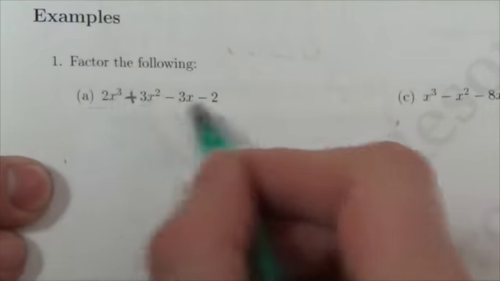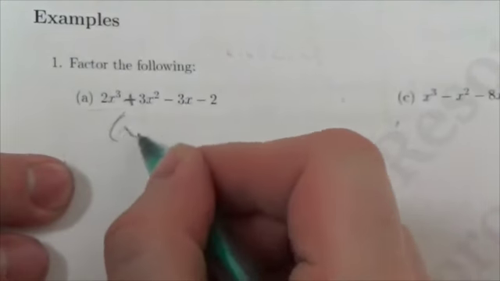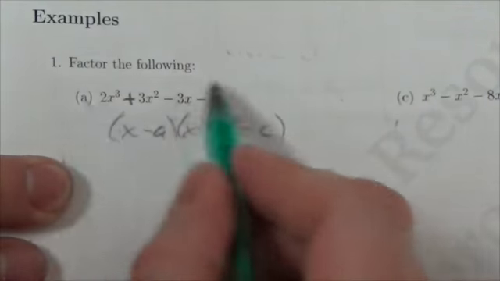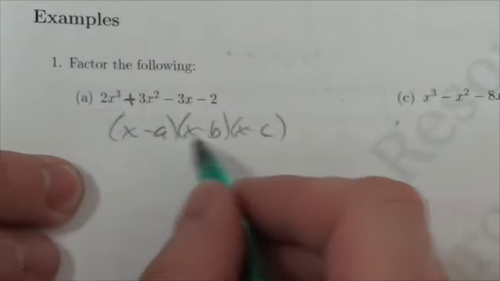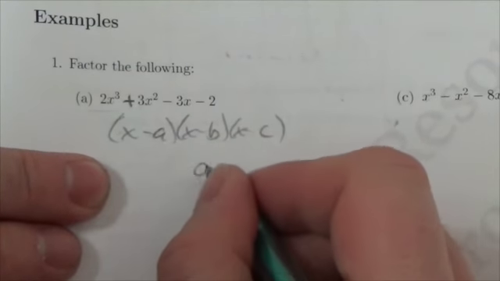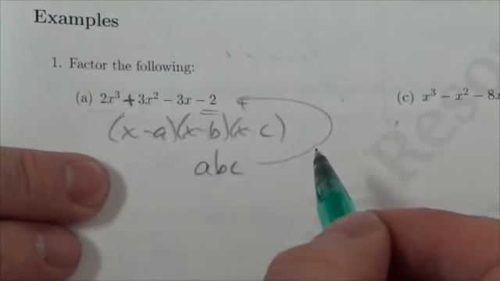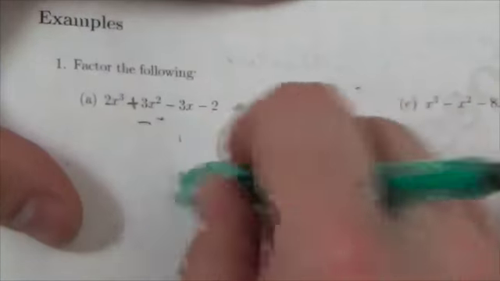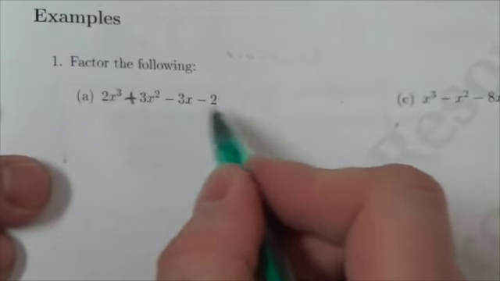If I was going to multiply out, let's say, three factors here, so x minus a, x minus b, x minus c, to get this expression right here, the last three factors that I put together will be a, b, c. That will correspond to the last term here. Okay? So any factor that I'm looking for, any binomial factor, the constant in each of those has got to be a factor of -2.